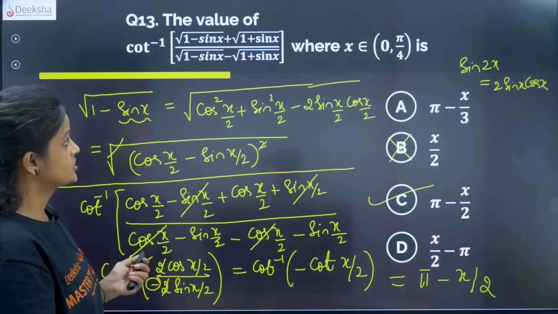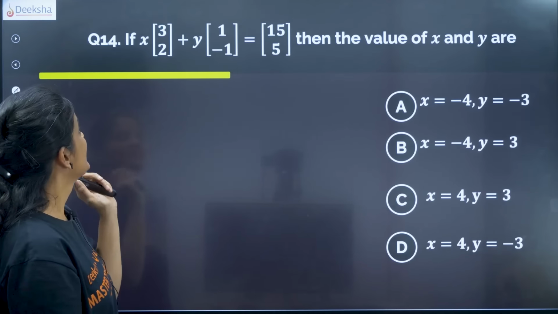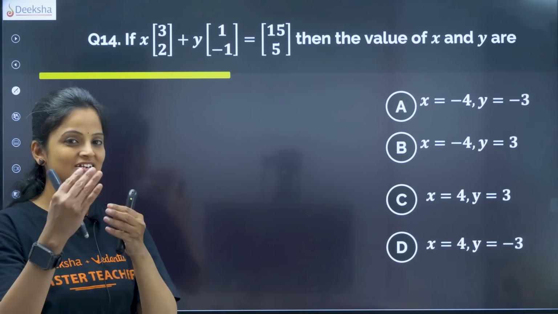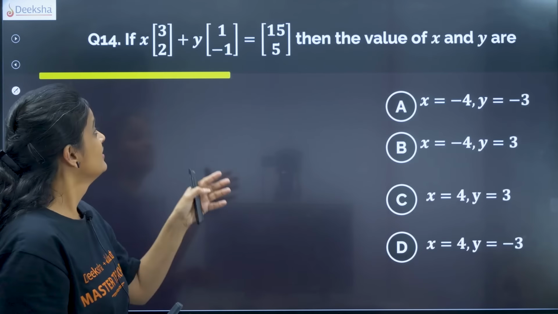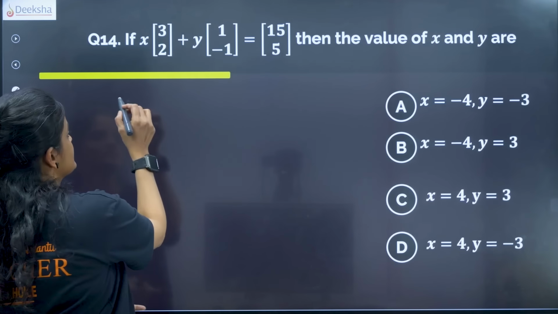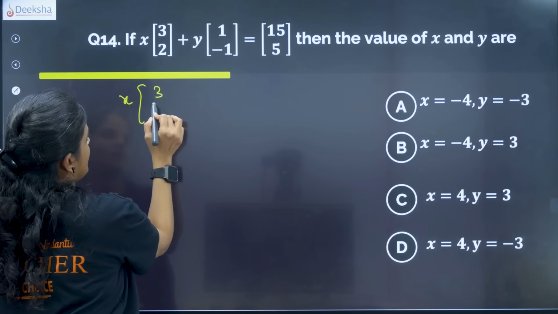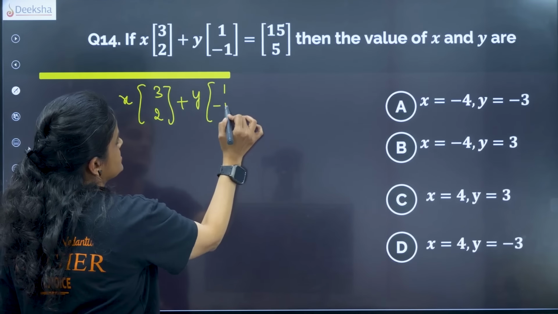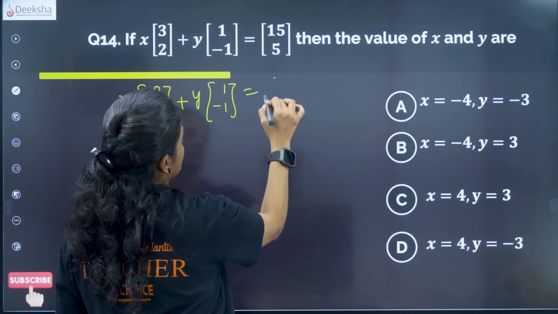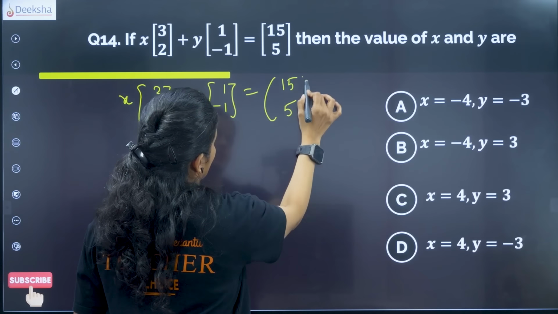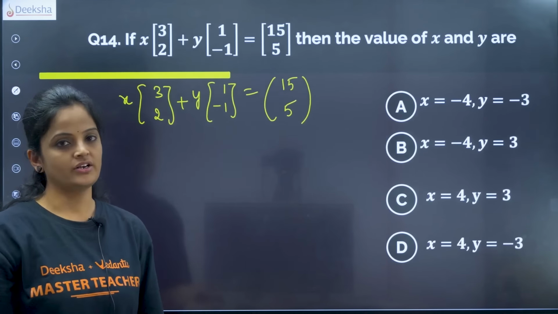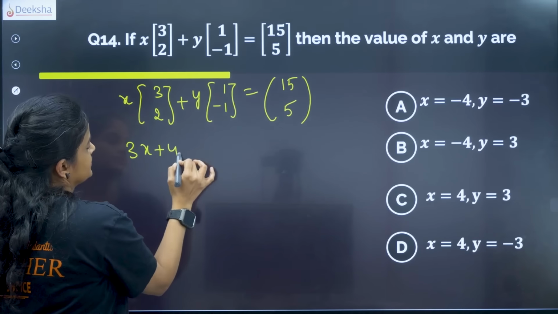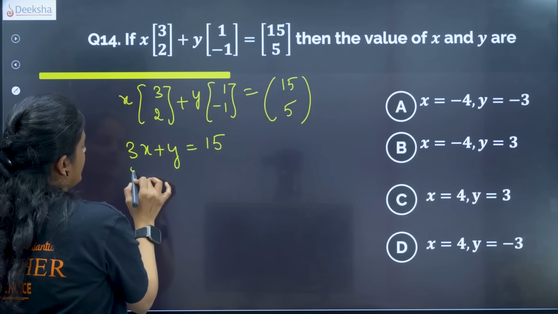Okay. Next question is here. 14th question, very simple one, matrices. This comes under the easy chapter. X into 3x into the matrix 3 and 2, y into the matrix is given and they have given it as 59, 5. Okay, this is the data. We have to find out the value of x and y. Just take the equations and solve it.